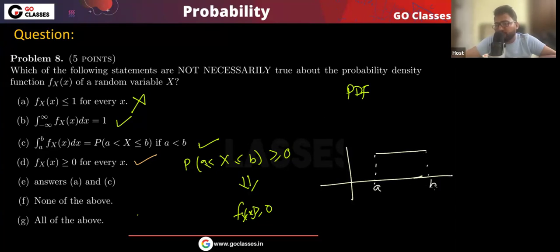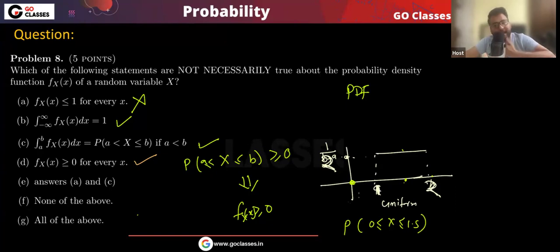Is this a valid PDF? Yes. So this is 1 upon B minus A. So this is a valid PDF, a uniform PDF. But let's suppose this is 1, this is 2. Then this will be 1 by 2. Let's suppose I want to find the probability from 0 to, let's suppose, 1.5, which means probability from 0 to 1.5.